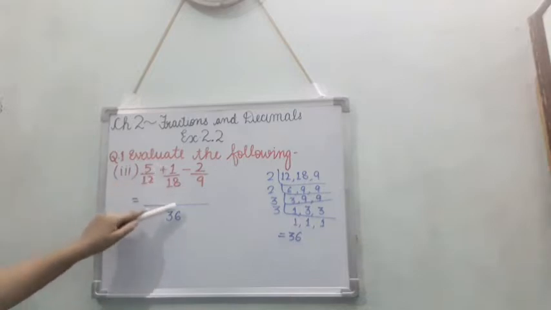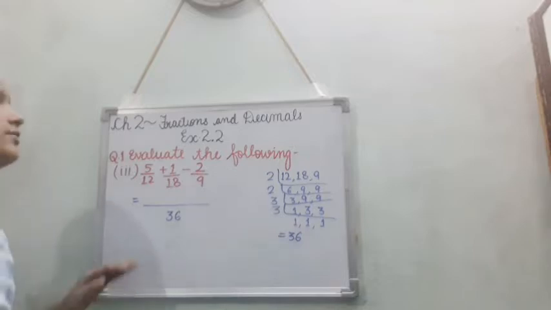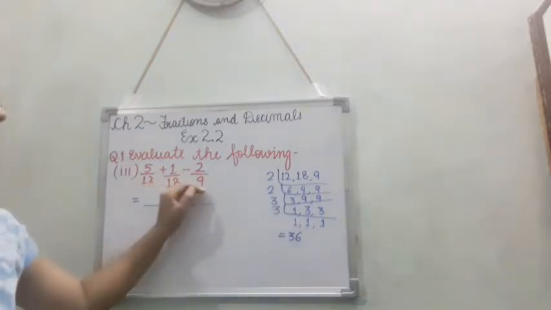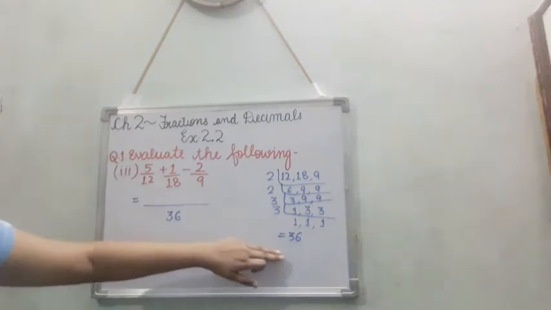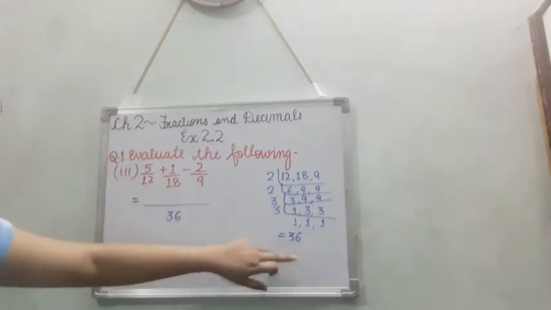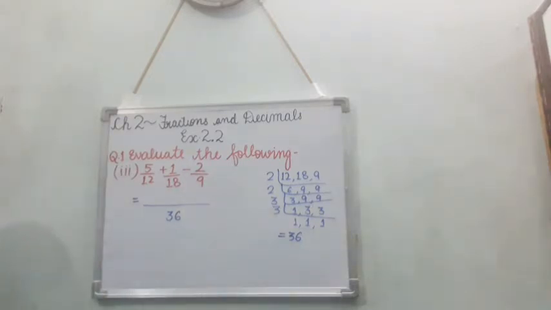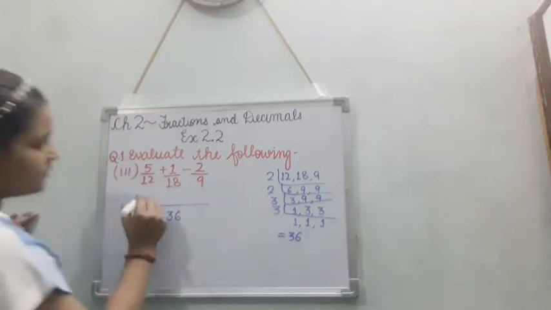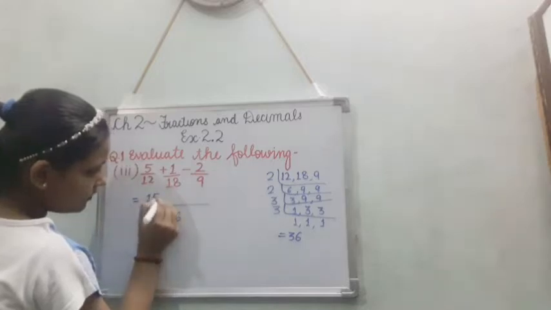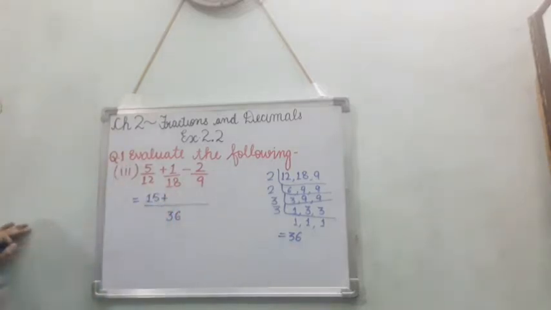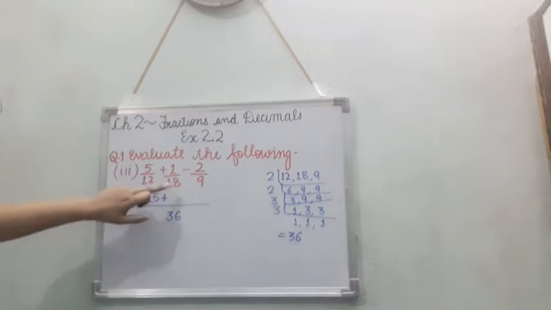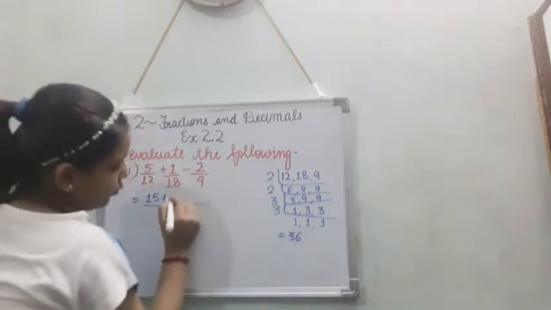So now the next part is 5/12 plus 1 upon 18 minus 2 upon 9. So I have taken out the LCM of all these three denominators and the answer is coming 36, as you can see. Now we need to divide 36 by 12, that is 3, and 3 into 5 is 15. Then we will put the addition sign, and after that 36 divided by 18 is 2, and 2 into 1 is obviously 2.